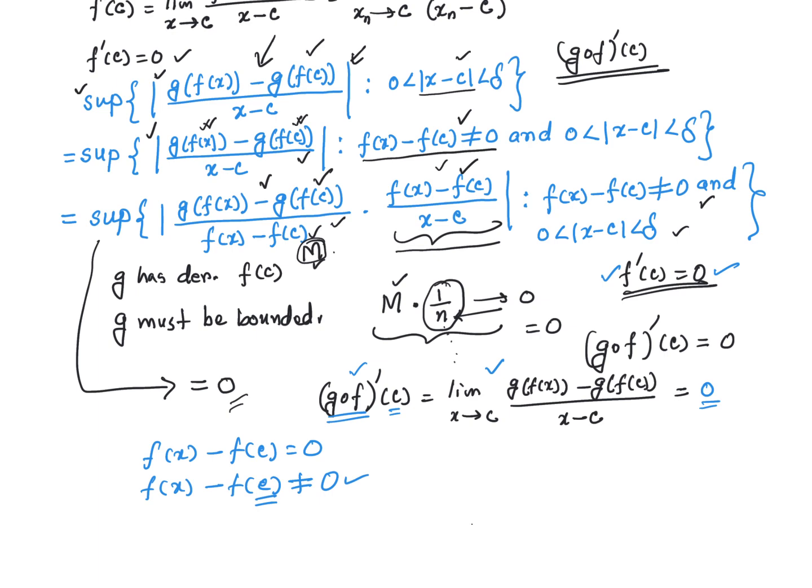The first case, easy case. But the case where it is equal to 0, we are still good, because we showed that in that case the derivative f prime of c could be 0. That will bring the g composed with f prime of c to be 0 as well. So we covered both cases. That proves the theorem, the chain rule for derivatives.